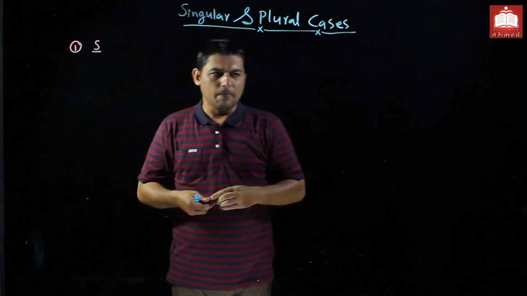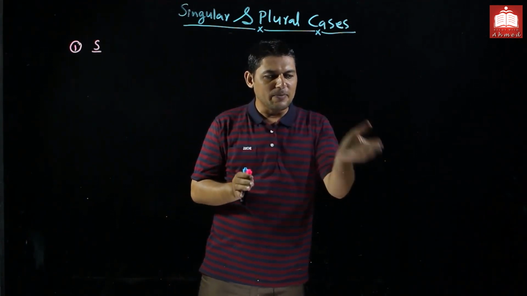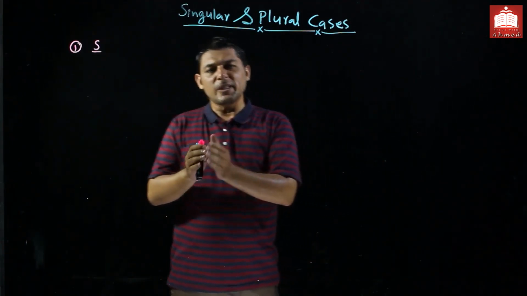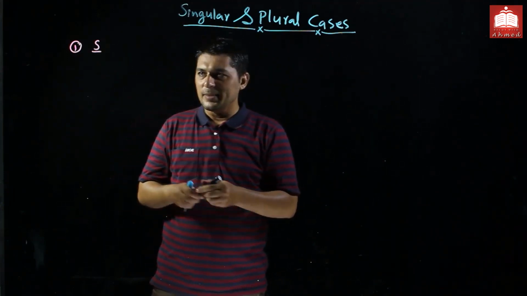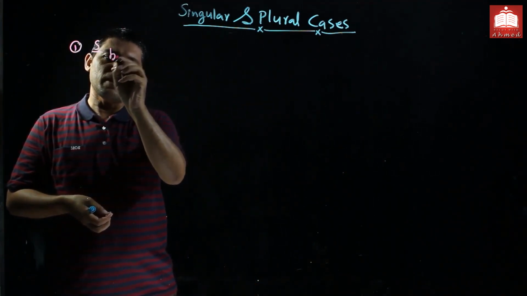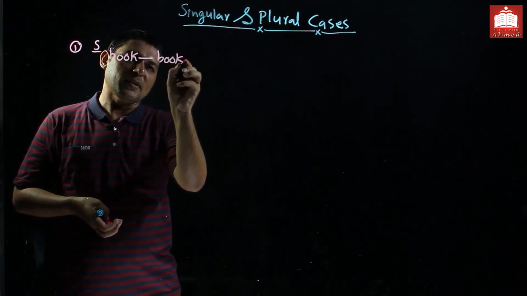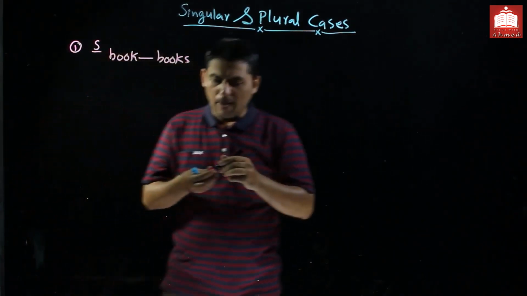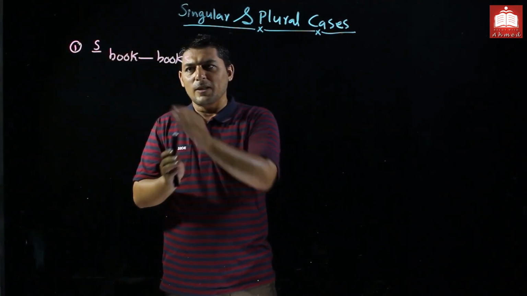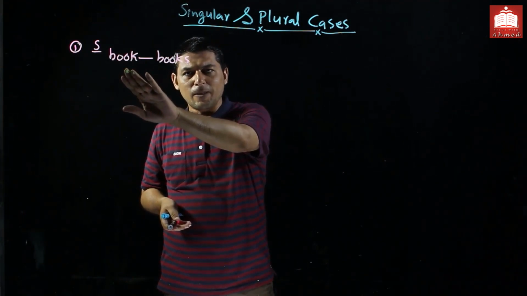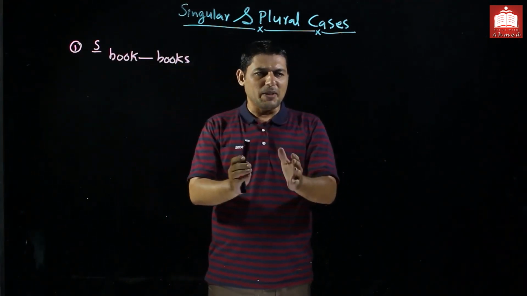Most of the nouns, if you just add s at the end of them, will become plural nouns. We have certain examples here. A very common example is a book. By addition of s, it goes from singular to plural. A very basic and easy topic, right?